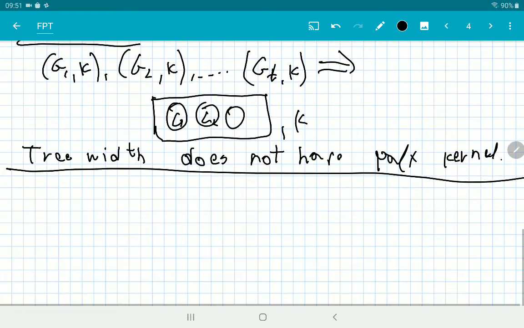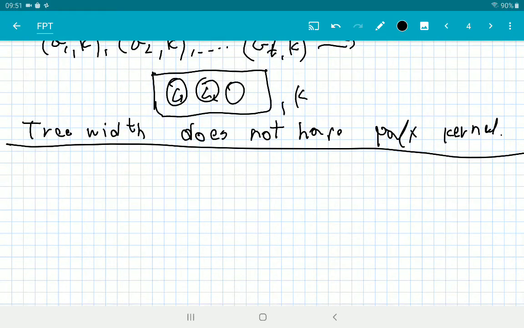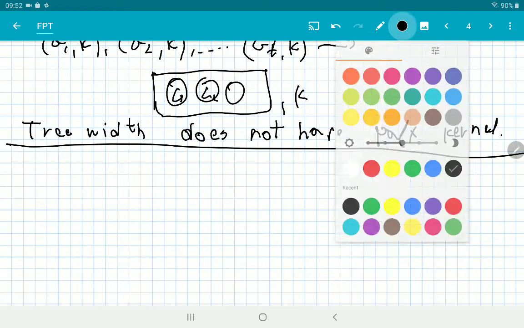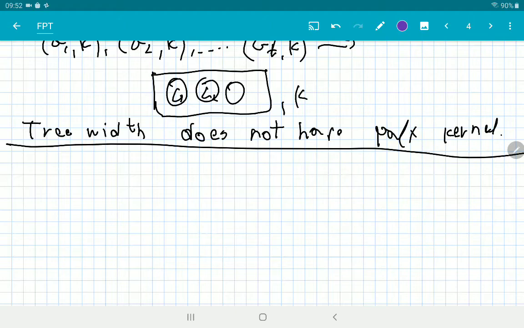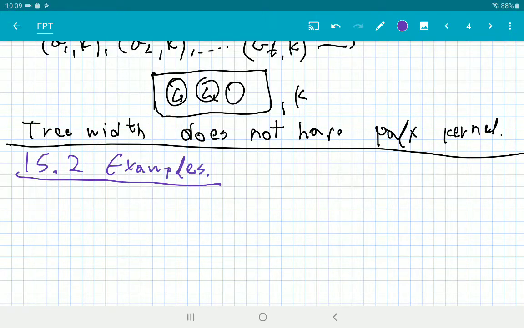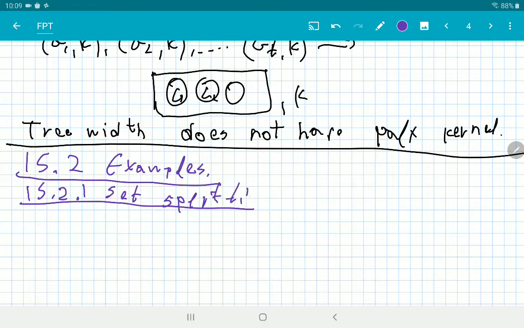Okay, so now we're going to do some further examples that would require a bit more work, unfortunately. So, without fear, we continue to section 15.2, examples. The first example is set splitting, which is a very cute problem and a very nice reduction. Let me first define the problem.